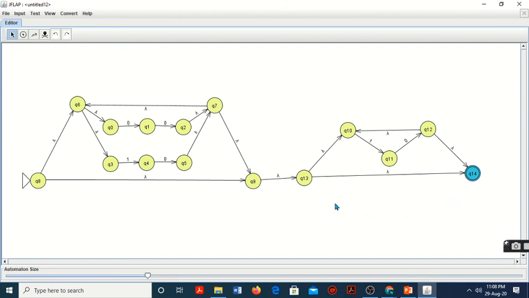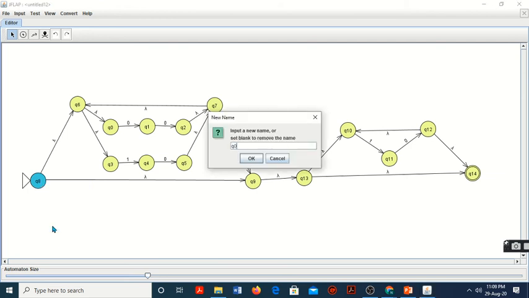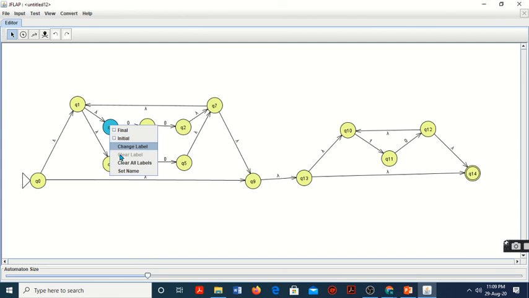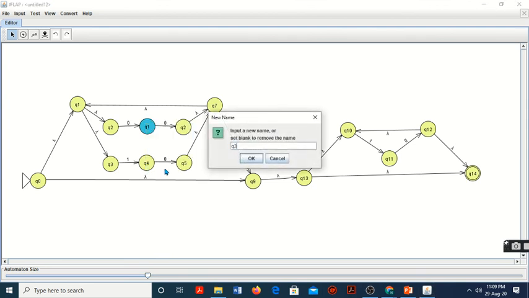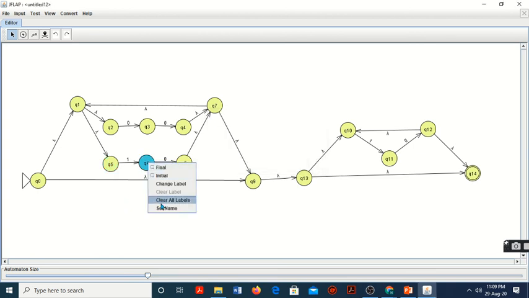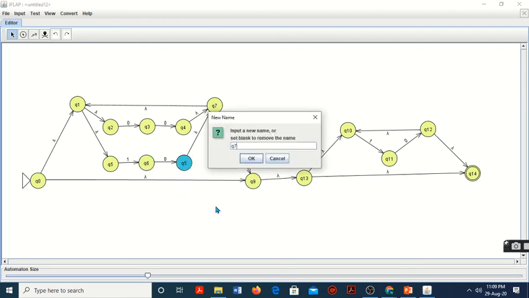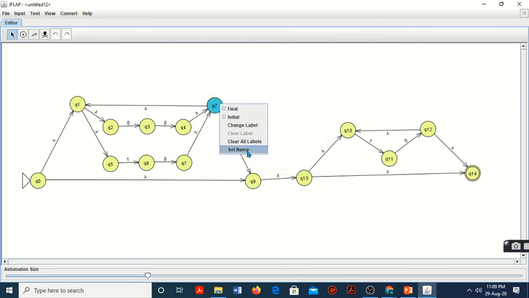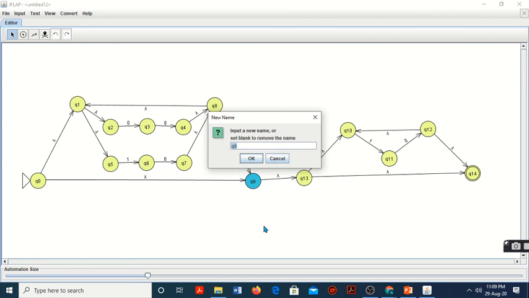Now we can rename the states as per the transitions, like Q0, this as Q1, this as Q2, next state as Q3, next state as Q4, this as Q5, next state as Q6, then as Q7, and Q8, the last state of the first regular expression as Q9.